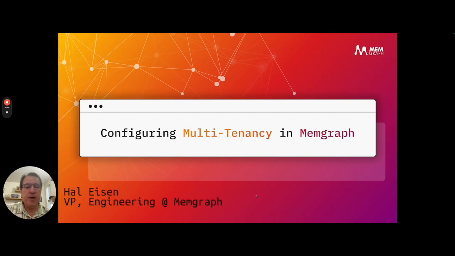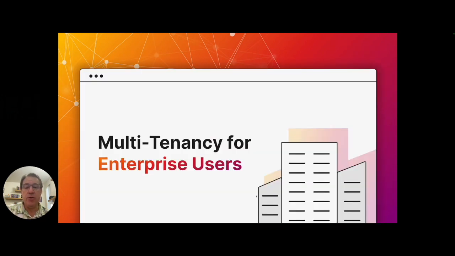Hello everyone, my name is Hal Eisen and I'm the VP of Engineering here at Memgraph. Memgraph is an open source, ACID compliant, labeled property graph database that uses the Cypher query language. Today we are going to be talking about our new multi-tenancy feature.